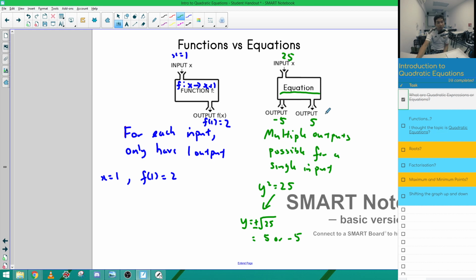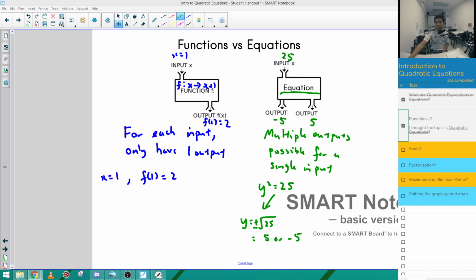So this is an example of a non-function. We don't call the square root a function. We don't say the square root function. We say the square root operator, because there is a possibility of having two outputs. Simply put. So that is the very big difference between functions and equations. I'm going to go ahead and check off functions on our checklist on the right before moving on to roots. That is the end of functions.